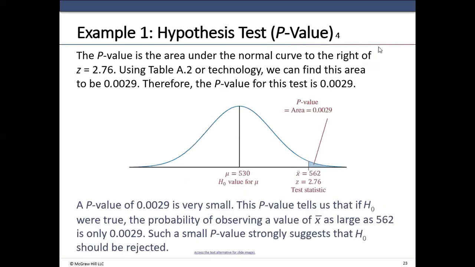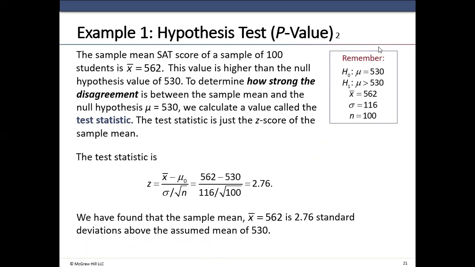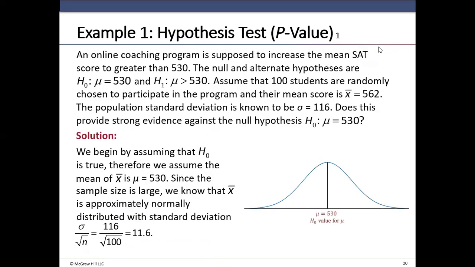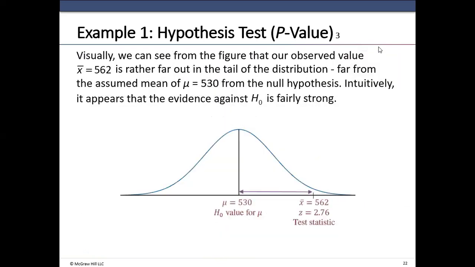So that's what it is. P is very small. P is less than alpha. Reject H0. If we reject H0, then we state the conclusion: at alpha equal to 0.05, there is enough evidence to support the alternate hypothesis. What is the alternate hypothesis? Mu is greater than 530. That's what we are going to support because we have rejected the null hypothesis.